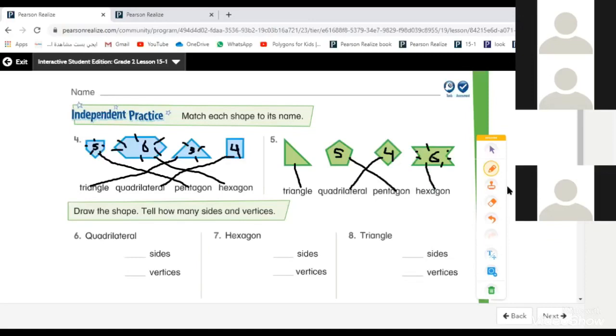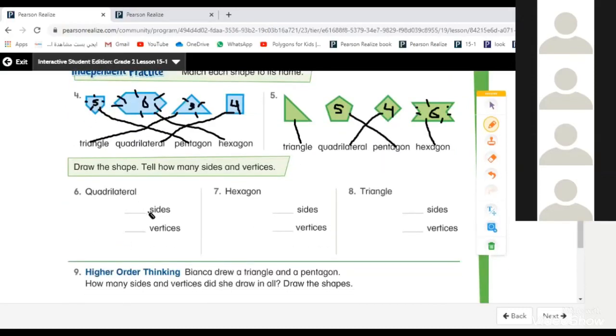Okay. Great job. Farah, quadrilateral. How many sides? I must write here. 4. And how many vertices? 4. Excellent. Thank you, Farah. Okay. Maya, hexagon. How many sides for hexagon? 6. And how many vertices? 6. Excellent. Great job, Maya. Thank you.